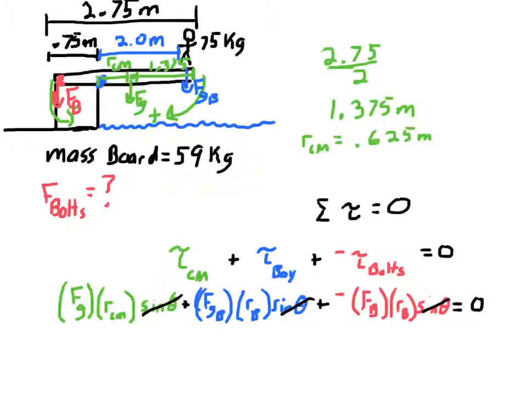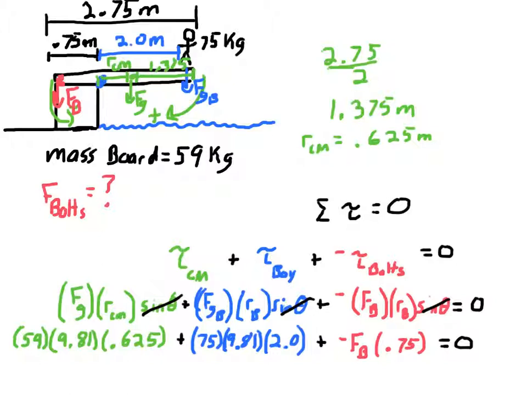So now I have everything I need to substitute into my equation. The only thing I need to point out before I start is that these forces of gravity are going to have to be broken into mass times gravity. So you're going to see the mass of the board times 9.81 go in here, and the mass of the buoy, given as 75 kilograms, times 9.81 go in there.